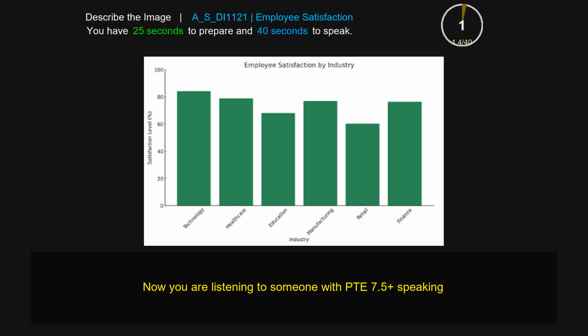This picture shows the information about employee satisfaction by industry. We can see there are different industries: technology, healthcare, education, manufacturing, retail, and finance. And we can see technology has the highest employee satisfaction, which is almost 80. Finance follows, which has 80, followed by manufacturing 80, and healthcare is 7, and then retail is 6, and education is almost 67. So in conclusion, the highest employee satisfaction is in technology and finance, and the least is retail and education.